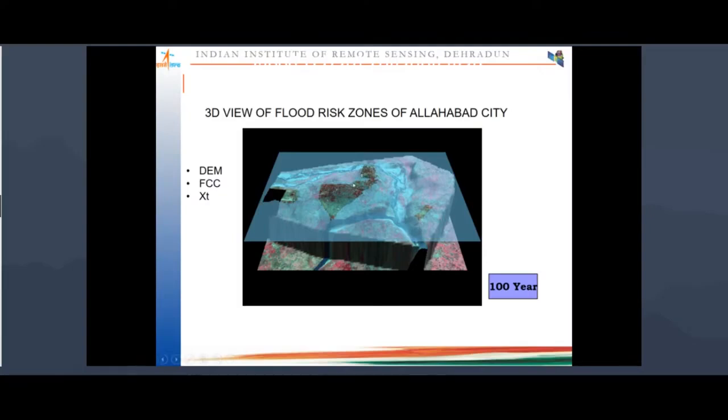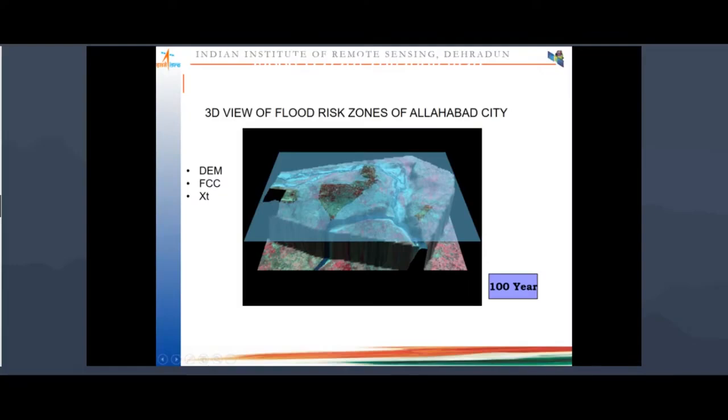We have taken the digital elevation model. We have taken the false color composite, which shows the city area and agriculture area, and the value of the peak water discharge in the river. Then we did the analysis. So we had three components: the DEM from remote sensing, the FCC from remote sensing, and values from the field. Then you combine all and you will get this type of scenario. This is the flood hazard zonation or flood risk zonation for individual cities or whatever you want.